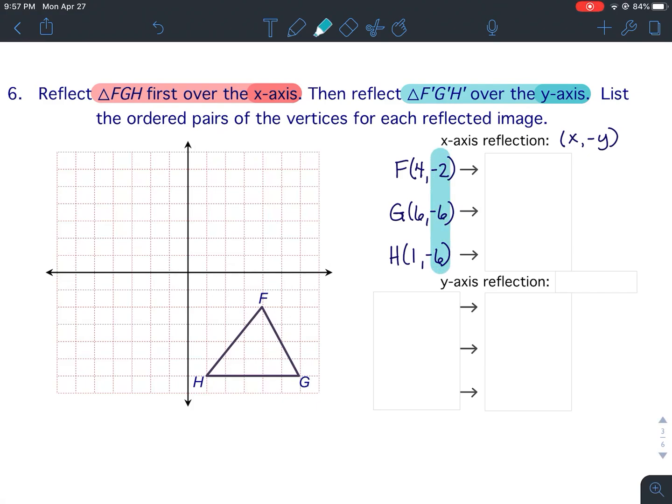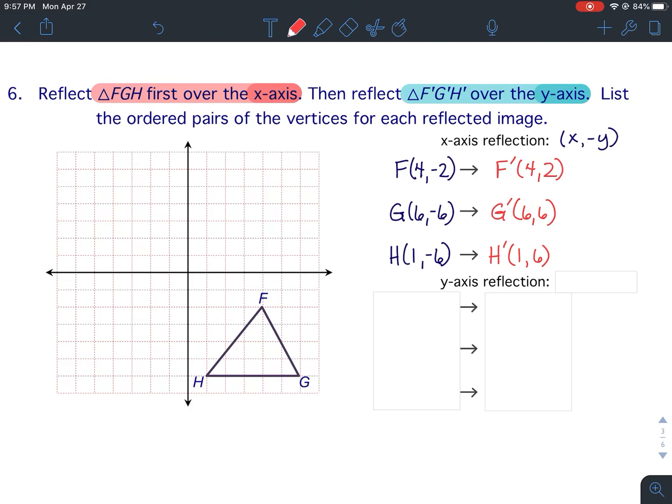I'm going to take the opposite of the y coordinates. So it's going to stay 4 but then become positive 2. It's going to stay 6 but become positive 6. And it's going to stay 1 but become positive 1. So F prime is at 4, 2. G prime is at 6, 6, and H prime is at 1, 6. Pause your video and get all of that written down.